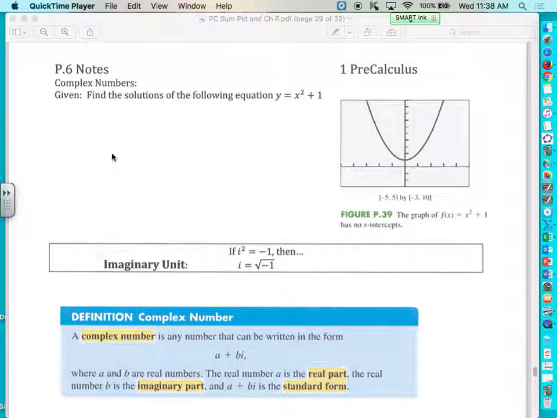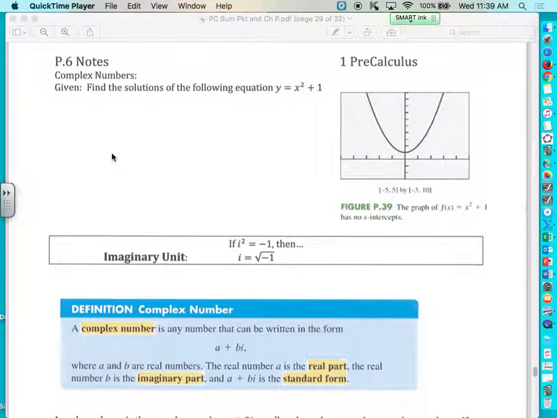Right, so for your notes for P.6, it's just a review of complex numbers and imaginary numbers, and we looked at this again in your summer packet. So remember, if you look at what the graph is going to look like for a quadratic equation like y equals x squared plus 1, here's your graph. The graph never touches the x-axis, so it doesn't have any real numbers that are solutions. It doesn't have any roots or x-intercepts, but it has imaginary solutions.